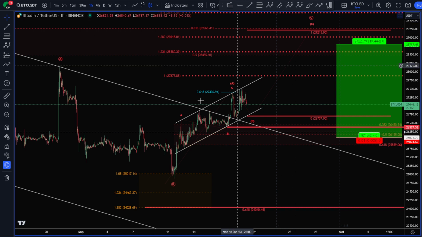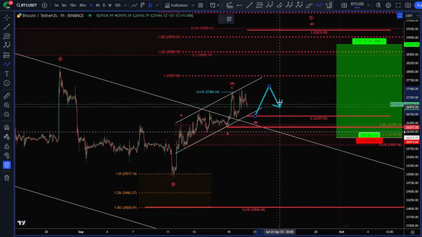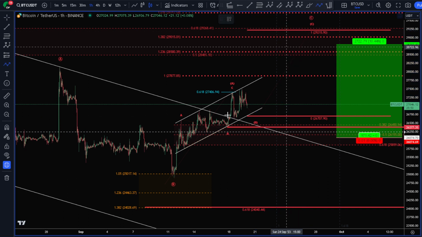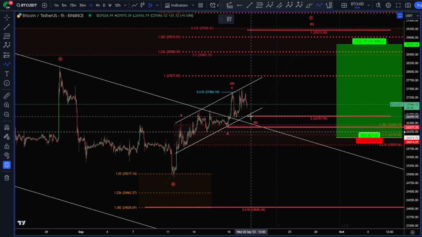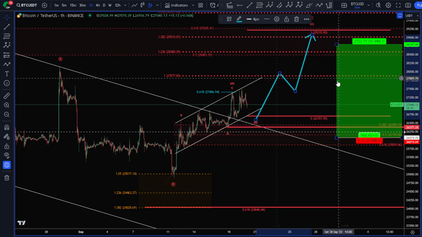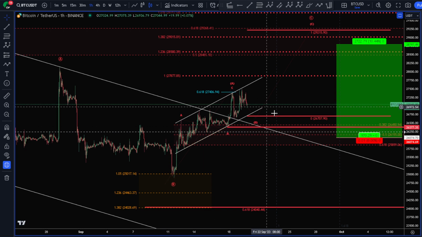So I expect us to, this is an ABC. We get a 3-wave correction here for our B, and then we make 5 up for our C after we pivot here. Alternatively, we can get a double zigzag, ABC, X, ABC. Again, targets don't really change to where we're going. We'll just have to pay attention to the wave counts here. But I believe this was our ABC.